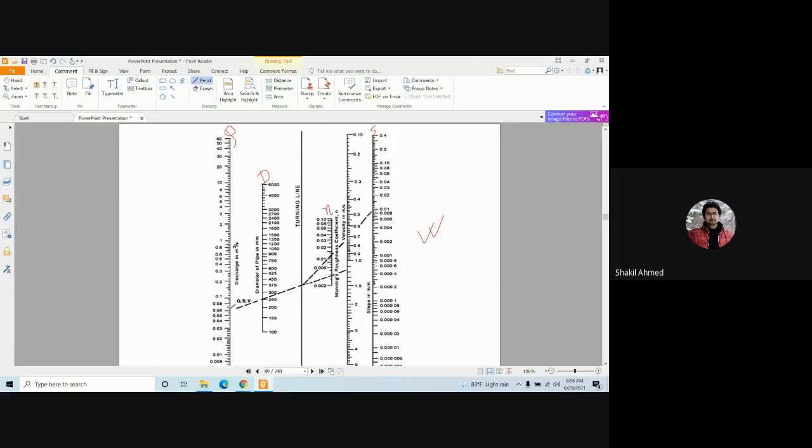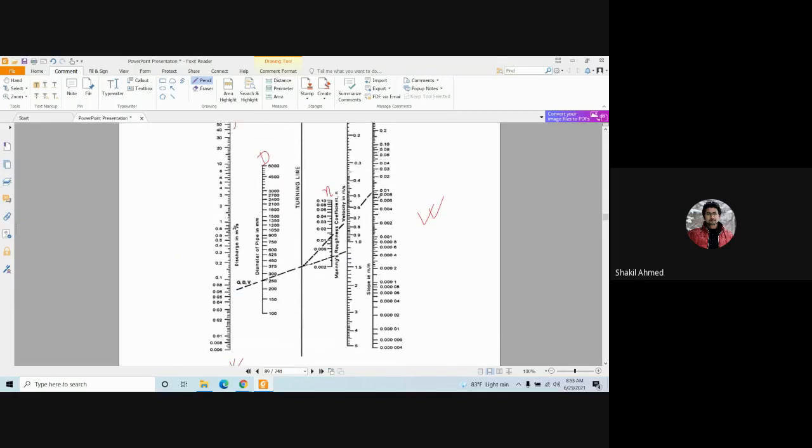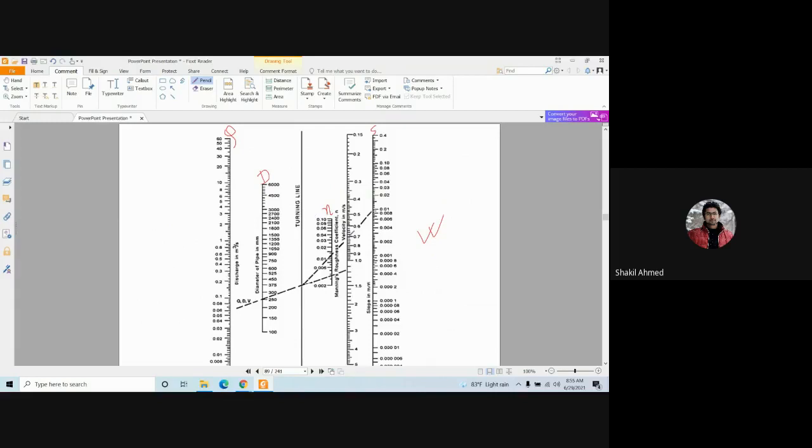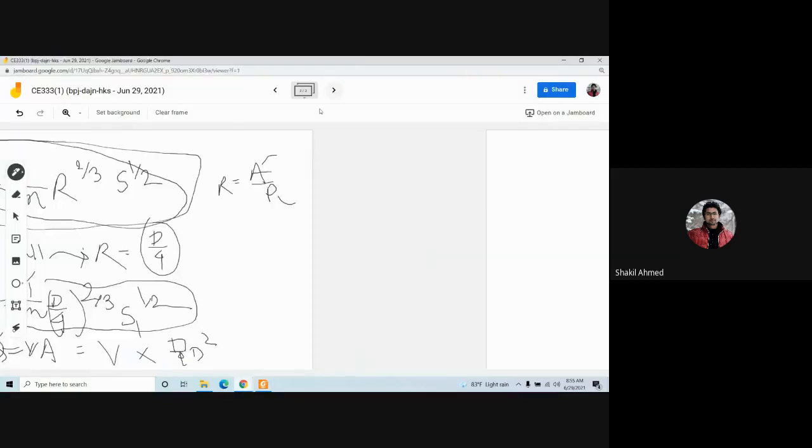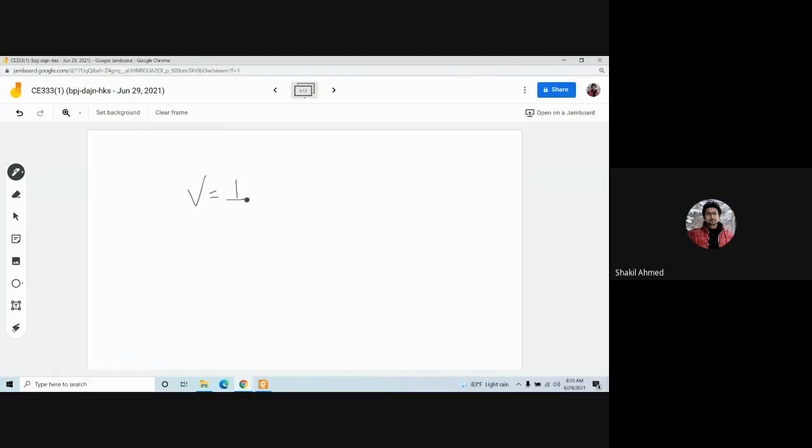For example, this is the slope, right? If someone tells you that this is the equation, Q equals 1 by n R to the power 2 by 3 S to the power half, and area, right? Q equals v into area. So basically R is d by 4. For a circular pipe flowing full, A will be pi by 4 d square.